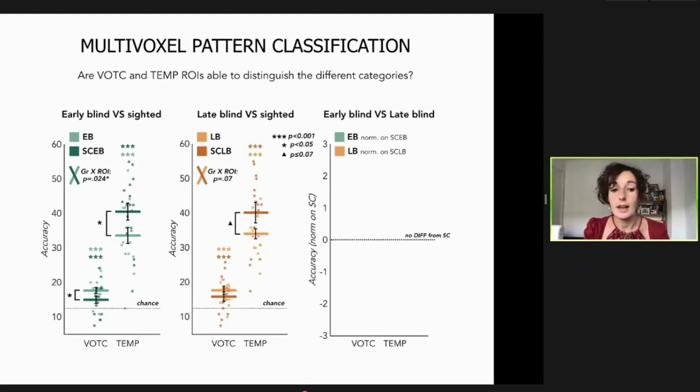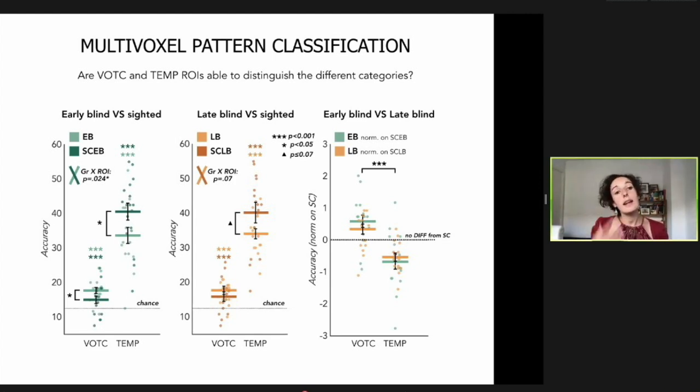What we found, as expected also based on the graph that I just showed you, is that in VOTC, we have in both groups positive values, meaning that both early and late blind have enhanced the accuracy compared to the sighted. In the temporal cortex, the situation is reversed. The values are negative. In fact, both blind groups have decreased accuracy values compared to sighted. However, the important information that we should get from this graph is that there is no significant difference between the 2 groups of blind.